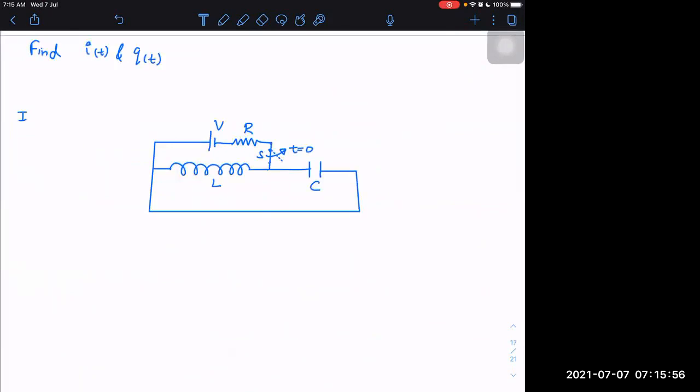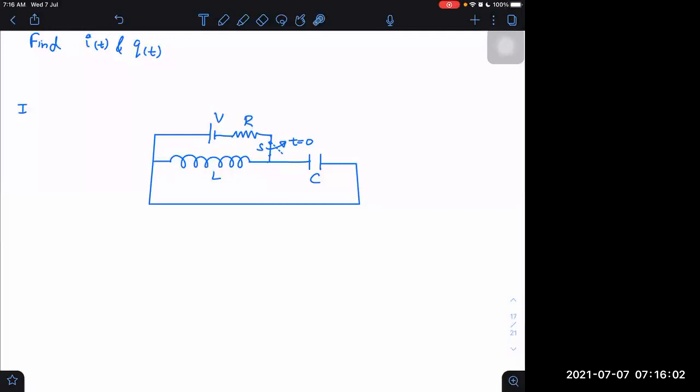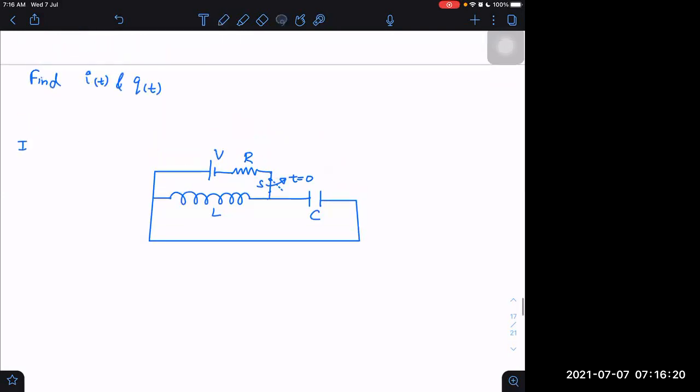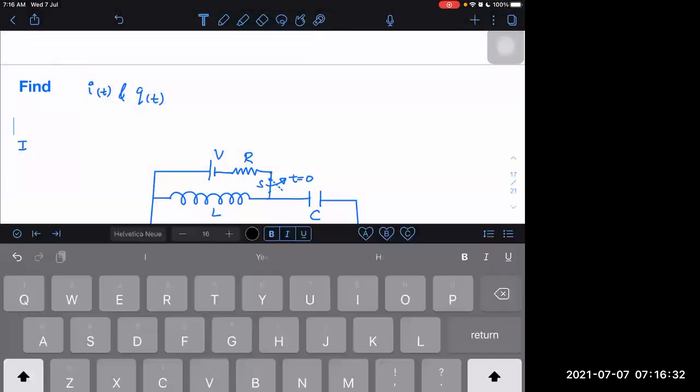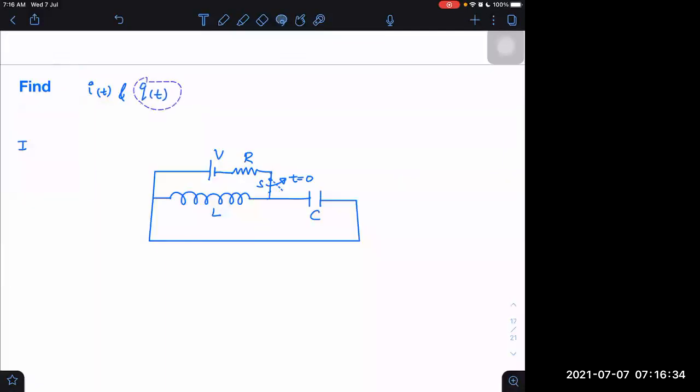Then this question I wanted to do: find out I(t) and Q(t) in this. It is going from the position where initially the switch is closed, and finally the switch is open. When the switch is open, what happens then? What happens when the switch is open? The capacitor will act as a battery.